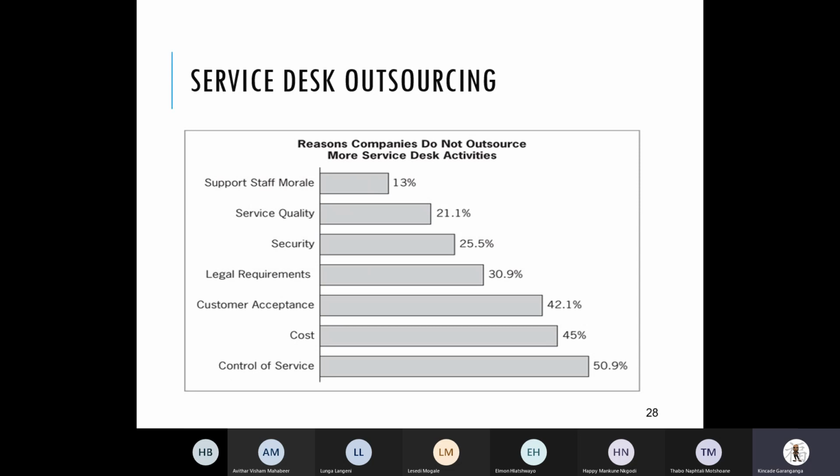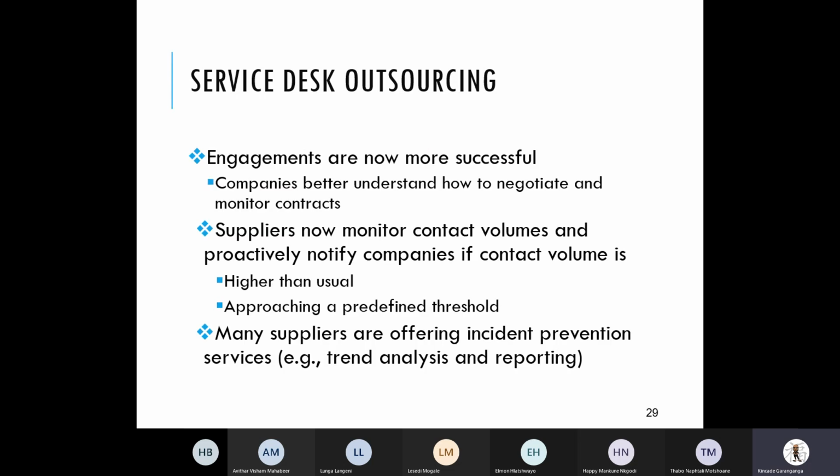And then still dwelling on the whole concept of outsourcing, looking at some of the reasons why certain companies do not outsource more of these service desk activities. You've got quality, you've got security issues, you've got control of the actual service, and customer acceptance and legal requirements. So a whole host of issues there that were distinctively problematic in terms of why most organizations and institutions choose not to outsource in that regard. So support staff morale, service quality, security issues, legal requirements, and control of service, all the way up to about 50.9% there, which is quite a chunk when it comes to the overall aspect of configurations at large.